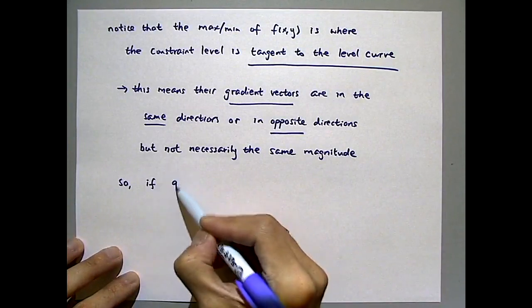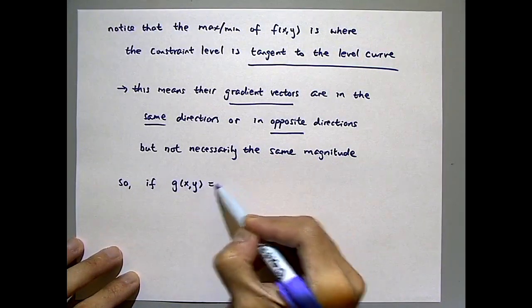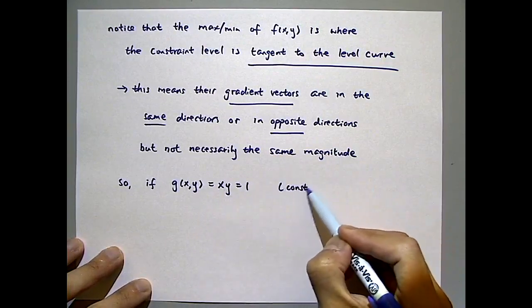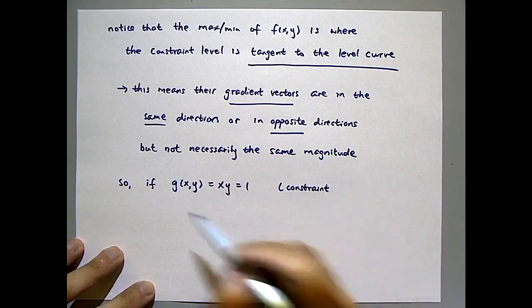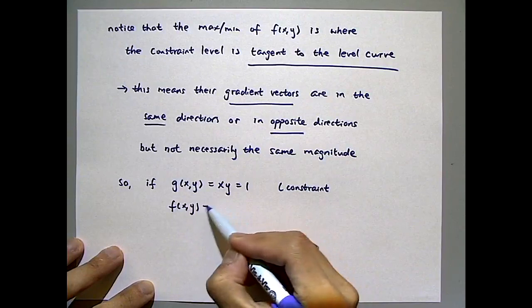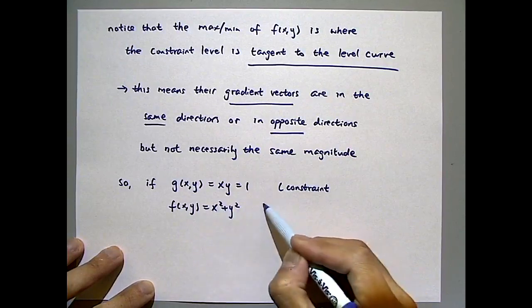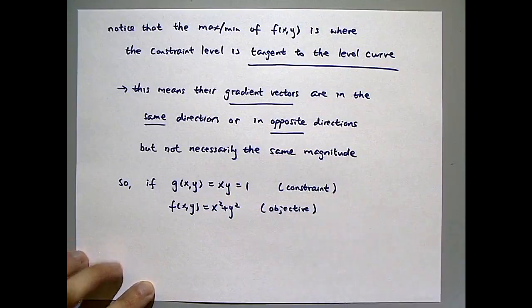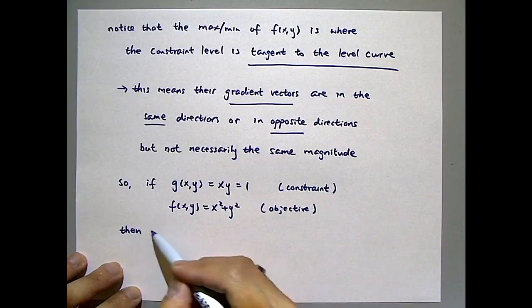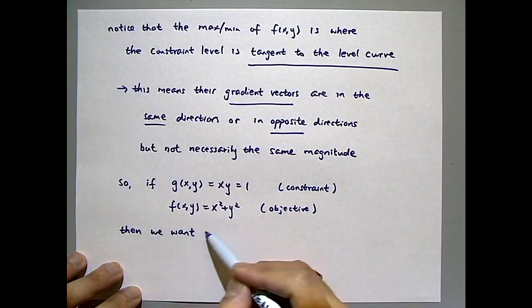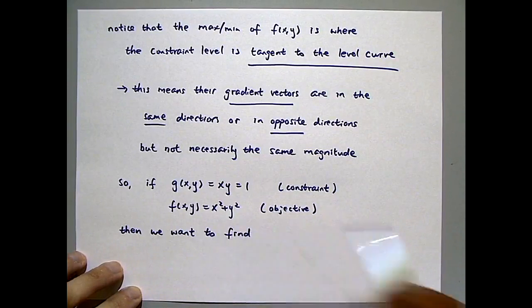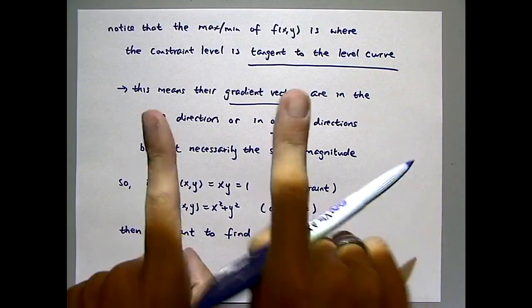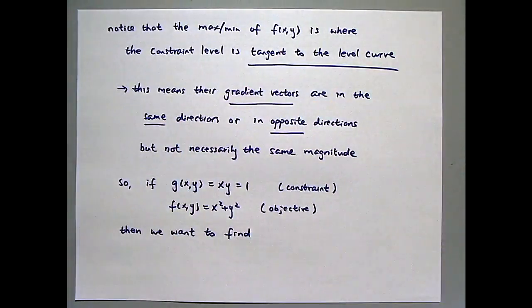So if we call the constraint curve g of xy, and f of xy is whatever we're dealing with, remember this is our objective, then we want to find all the locations where the gradient vectors are aligned or in opposite directions. That's the goal here.